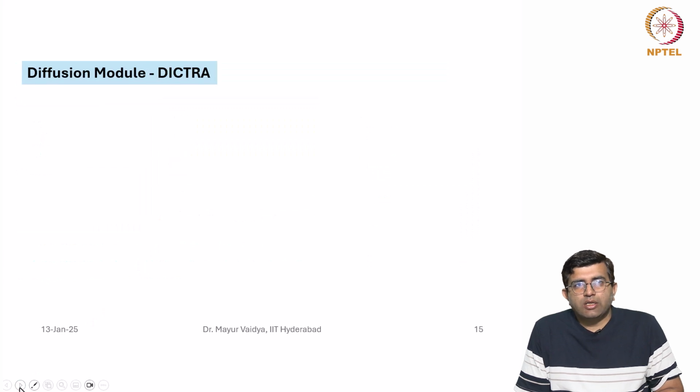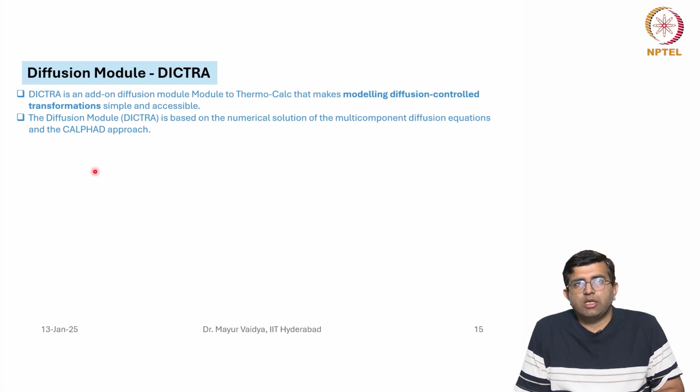Then, let me tell you a little bit about the diffusion module that is available with Thermo-Calc. There is DICTRA, an add-on diffusion module to Thermo-Calc that makes modeling diffusion-controlled transformations simple and accessible. And this is based on the numerical solution of multi-component diffusion equations and the CALPHAD approach.